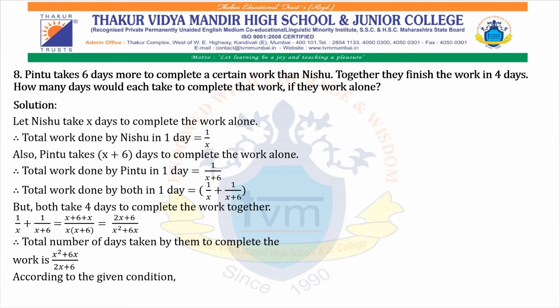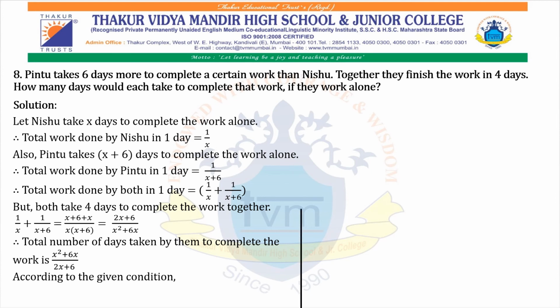So total work done by Nishu in 1 day is 1 upon x, and Pintu takes 6 days more, so x plus 6. Therefore total work done by Pintu in 1 day is 1 upon x plus 6, and total work done by both in 1 day is 1 upon x plus 1 upon x plus 6. After solving this, we will get 2x plus 6 upon x square plus 6x.